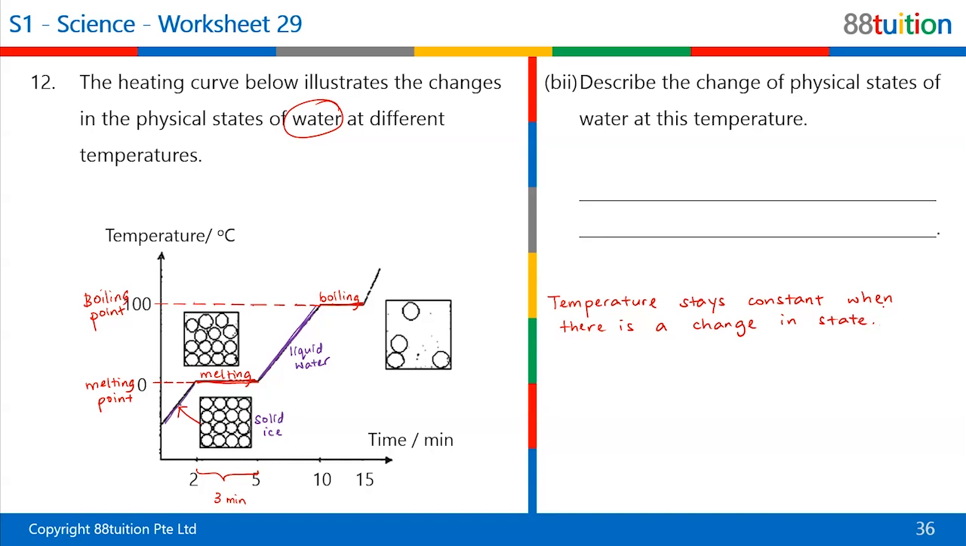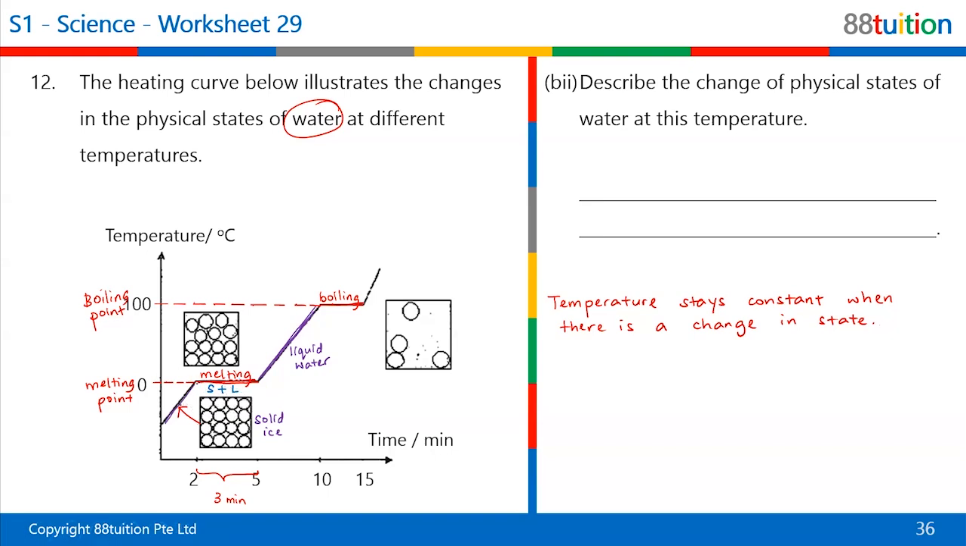Change in state, meaning what? Solid to liquid, liquid to gas. Now, I am actually referring to the horizontal portion of the graph. At the horizontal portion of the graph, you also have to take note, okay? This is the range where we have, I don't want you all to confuse it with the diagram below.